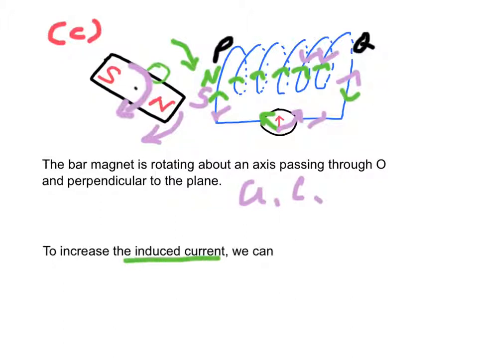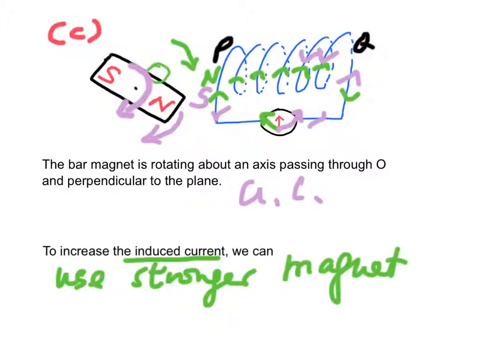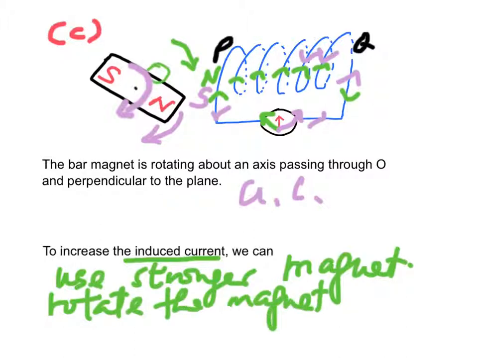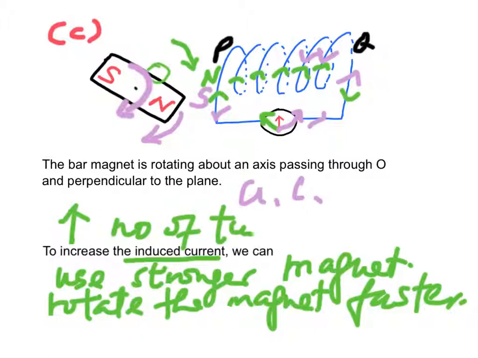To increase the induced current, we can use a stronger magnet, rotate the magnet faster, and increase the number of turns of the solenoid.